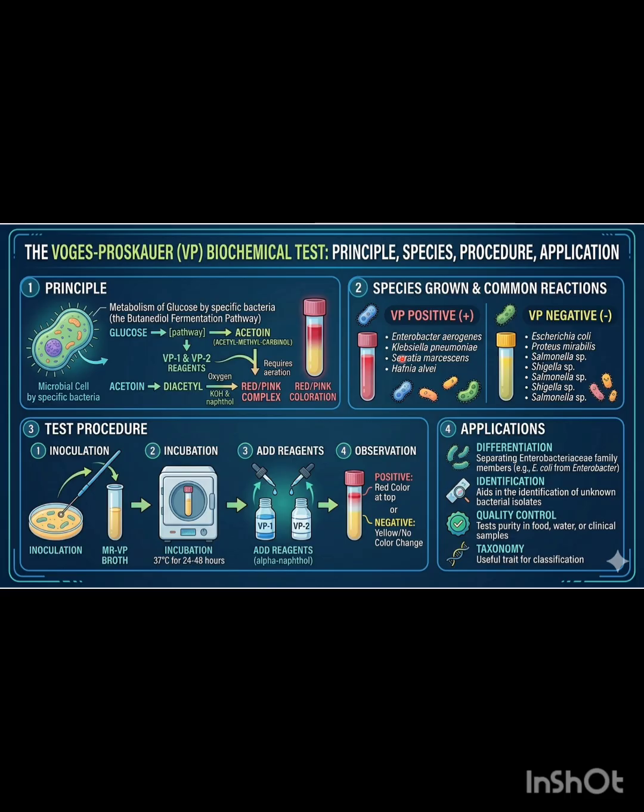Whatever species we have seen positive for indole and methyl red, now it is coming in negative. Whatever was positive in the past two tests has now gone to negative, like E. coli, Proteus mirabilis, Salmonella species and all. Some applications are given: differentiation of the Enterobacteriaceae family, identification, quality control and taxonomy.